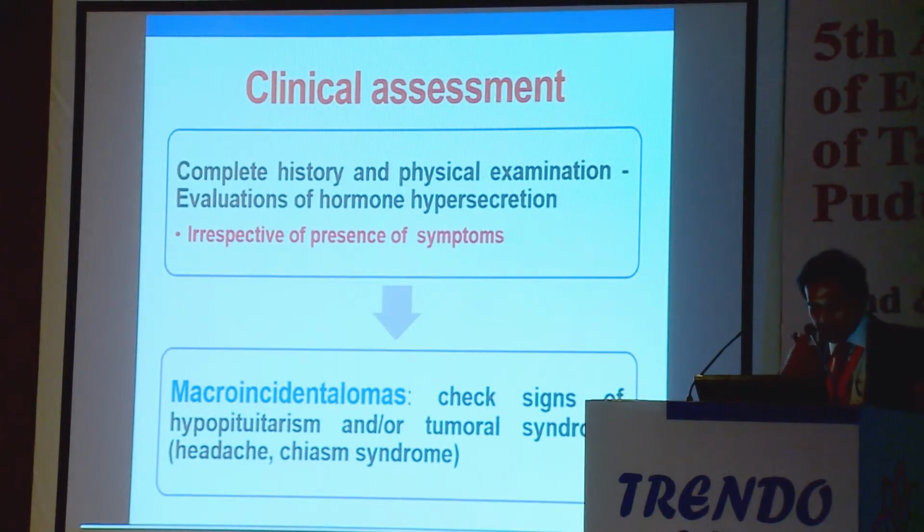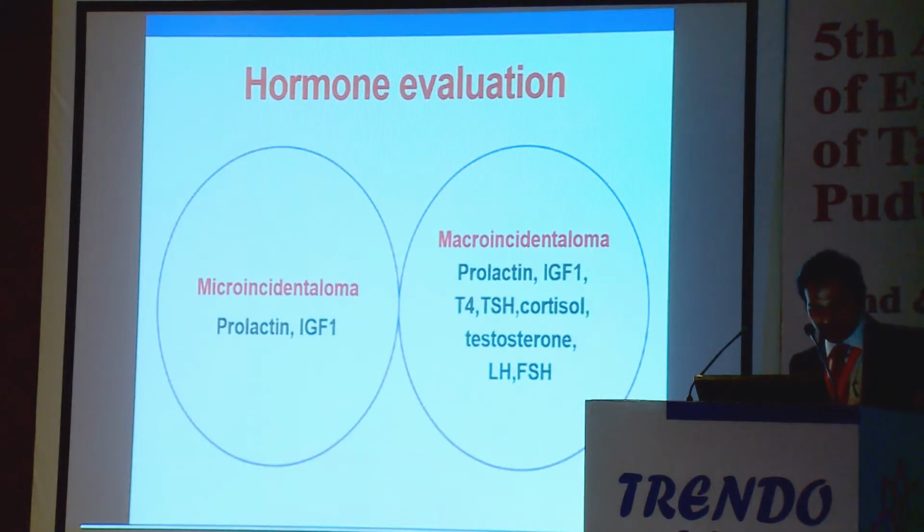Especially with regard to macroincidentalomas, additionally we will have to look for signs of pituitary hypofunction. When it comes to microincidentalomas, we mainly concentrate on hyperfunction. When we come to macroincidentalomas, we have to concentrate not only on hyperfunction but also on hypofunction. So check for signs of hypopituitarism and also for tumoral syndromes suggestive of high intracranial tension, headaches, and compression symptoms due to chiasma compression.